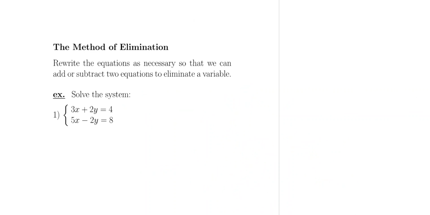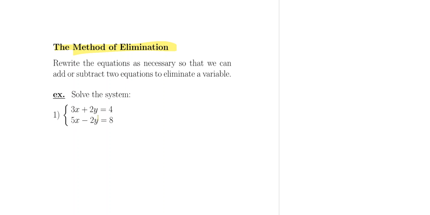The other method is called the method of elimination. And basically we're going to rewrite the equations. We're going to multiply both sides of the first and both sides of the second by such numbers, such that when we add or subtract the two equations, one of the variables goes away. We eliminate one of the variables.